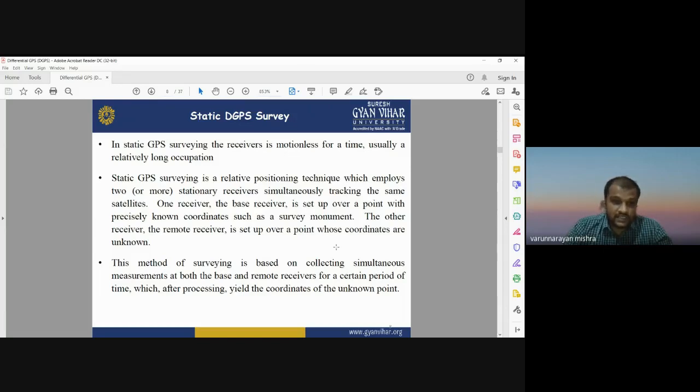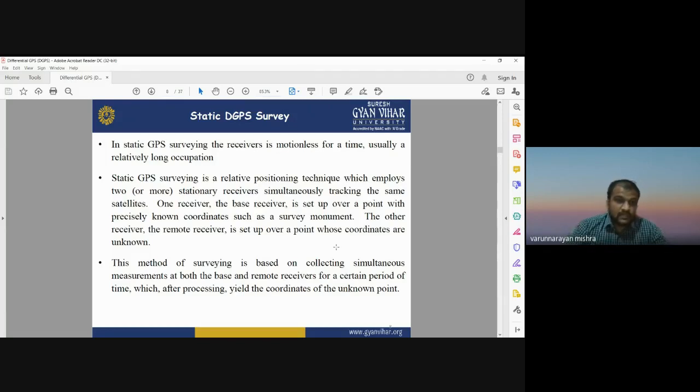This static DGPS surveying is a relative positioning technique which employs two or more stationary receivers simultaneously tracking the same satellite. One receiver, the base receiver, that is established at a known location, is set up over a point with precisely known coordinates. The other receiver, that is the rover receiver, is set up over a point whose coordinates are unknown.